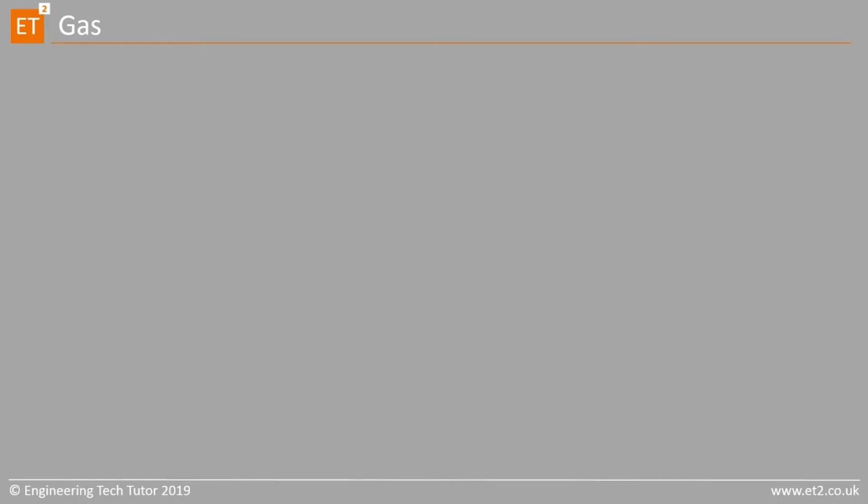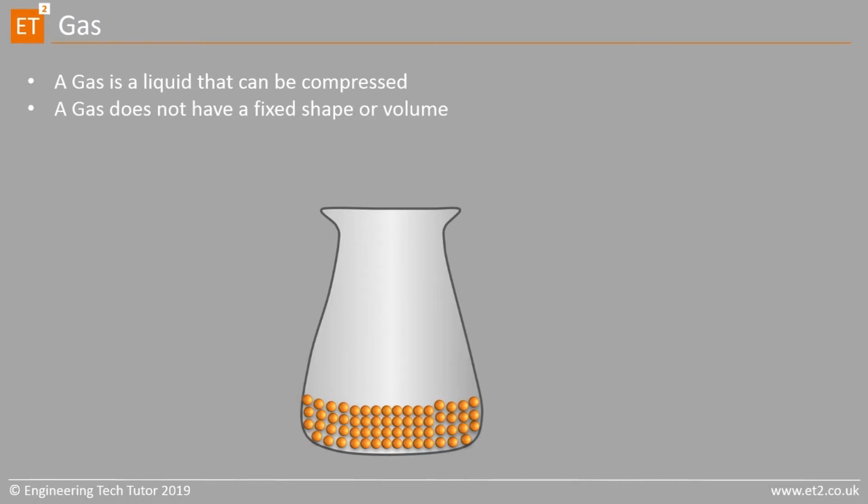The third state we're going to talk about today is gas. Gases are actually quite like liquids, except they can be compressed. Now you'll remember that liquids don't have a fixed shape because they can spill out to fill up the container they're in, and gases are the same, except the big difference is that gases don't have a fixed volume.